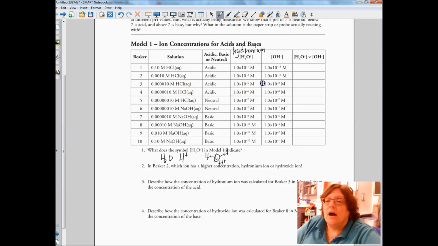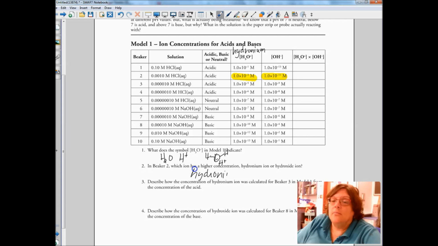Beaker 2, which is a higher concentration. We're looking at 10 to the negative third versus 10 to the negative 11th. Well, I don't know about you, but I happen to know that the hydronium ion is higher because it's only 0.001 if we change the decimal, the scientific notation, and this one is 0.000 with a whole bunch of zeros, 10 zeros plus, and then 1. So hydronium has a higher concentration.